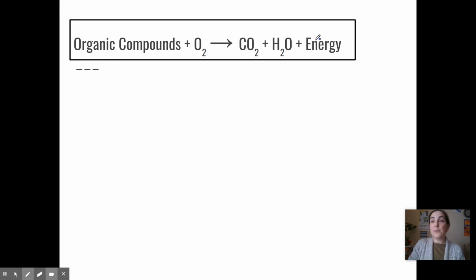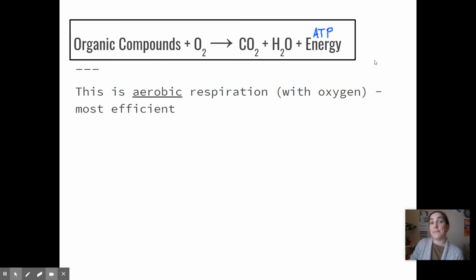And again, if you specifically wrote ATP here, that's fine because that is the main type of energy that's created through this process. We'll talk in just a minute about why I put organic compounds instead of specifically glucose, but that's the basic equation for cellular respiration. This is the equation for aerobic respiration. That word means with oxygen. So this is what happens when oxygen's available, and it's the most efficient way for living things to produce energy.